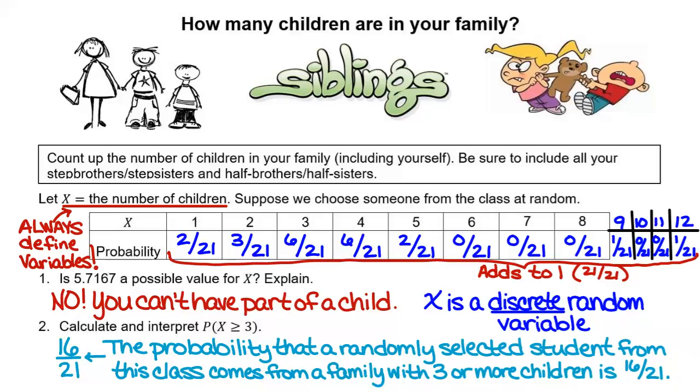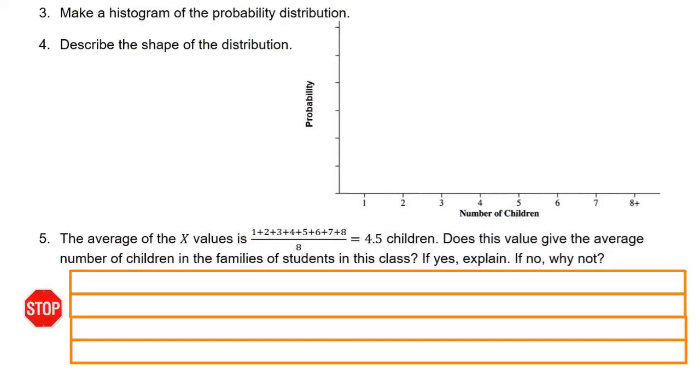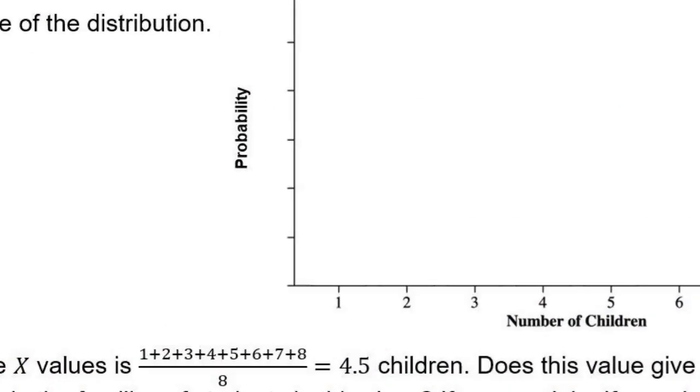Let's make a histogram of this. So what do we want on the x-axis for this histogram? Number of children. What should we put on the y-axis? The probability. So over here for my probabilities, they didn't fill in the y-axis. We need to go in and fill that in, but they did fill in the x-axis for numbers of children.